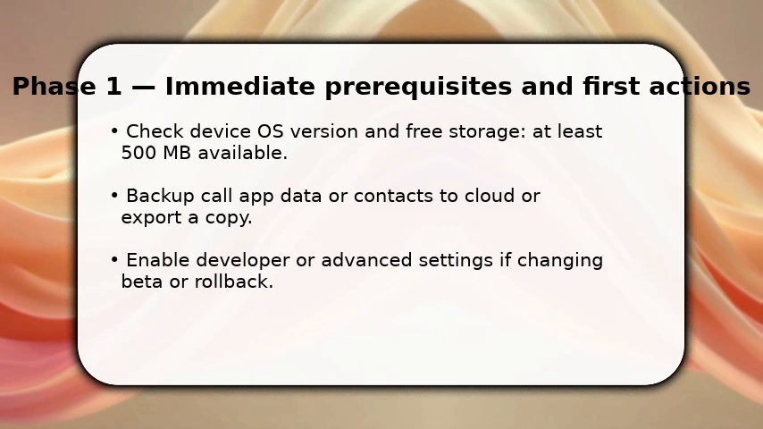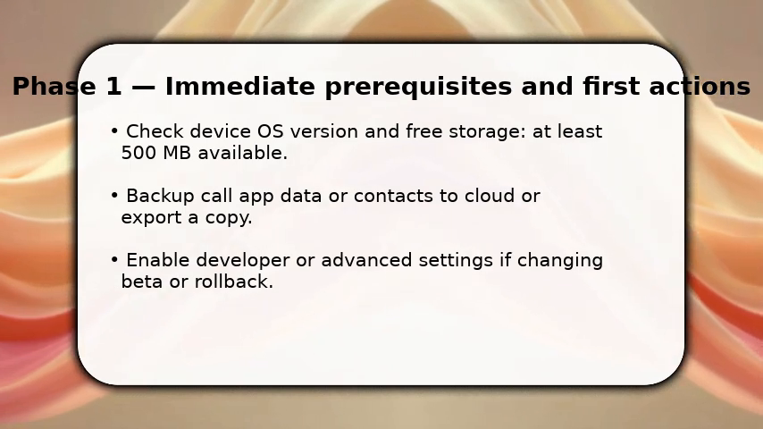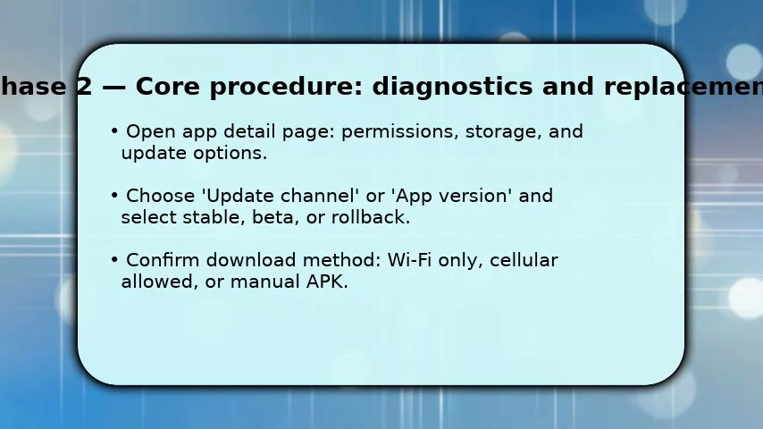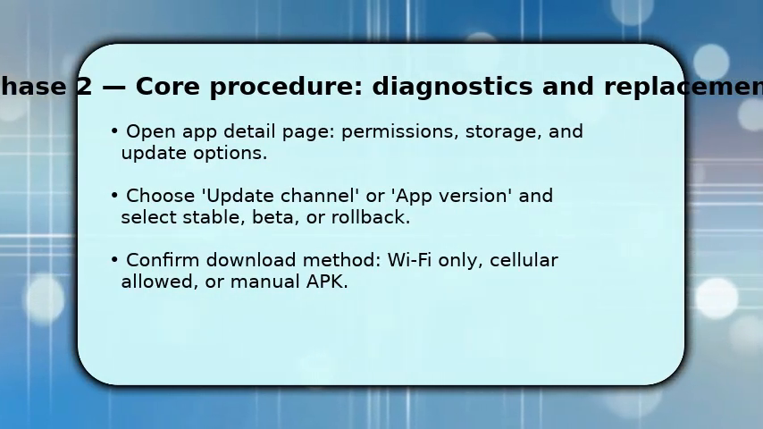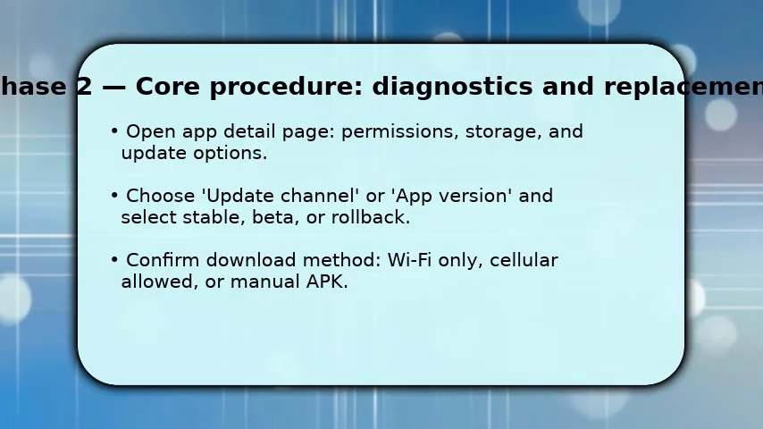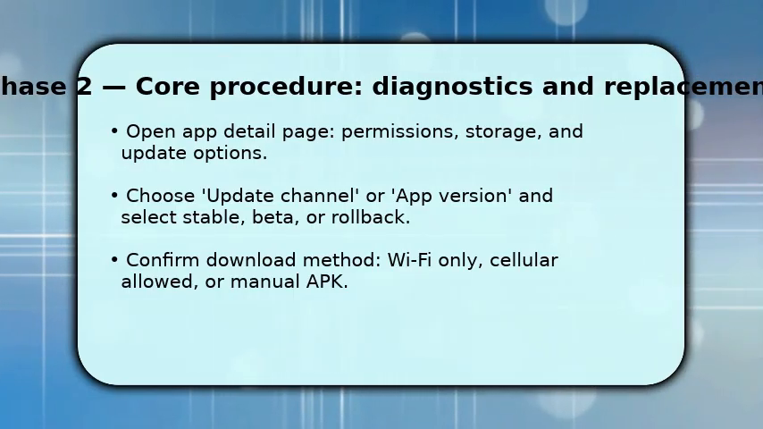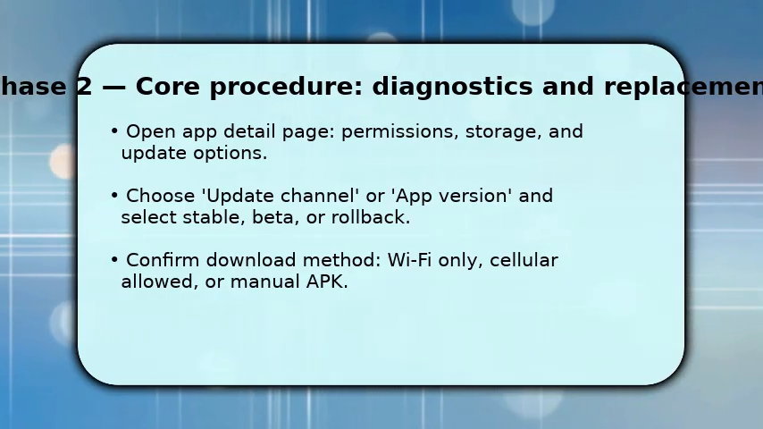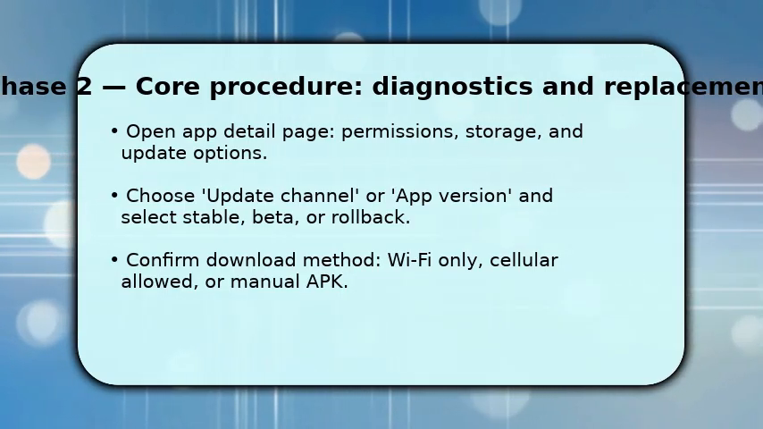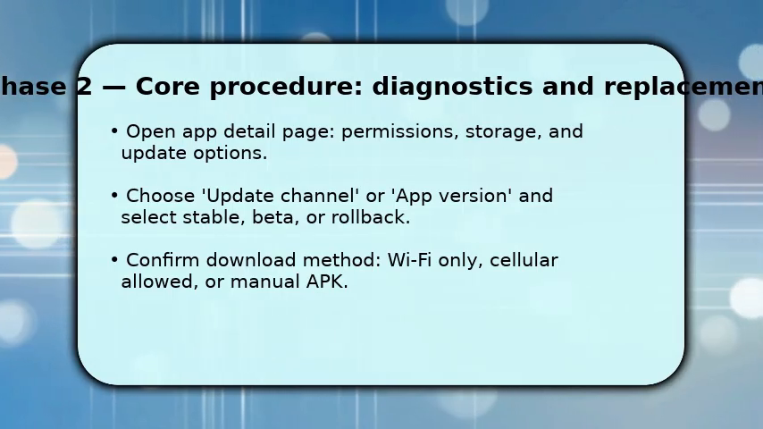Now change the update channel and pick the version you need. You open the app detail page, review permissions and storage, then tap Update Options. This is where you select stable, beta, or a previous release. Once you choose, decide the download method, Wi-Fi only to save data, or allow cellular if urgent.